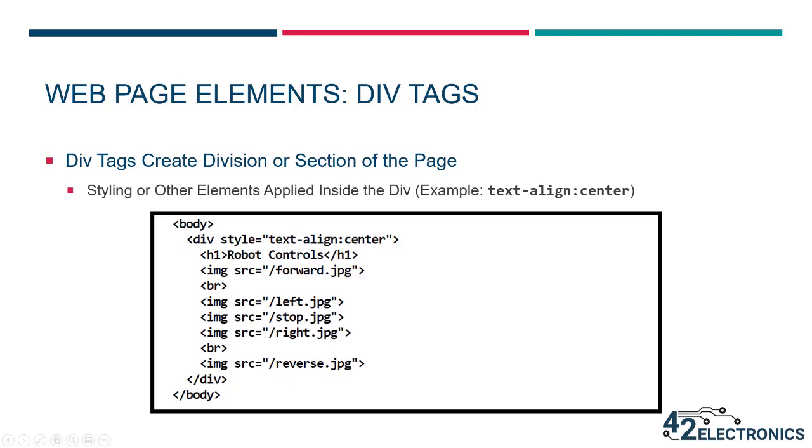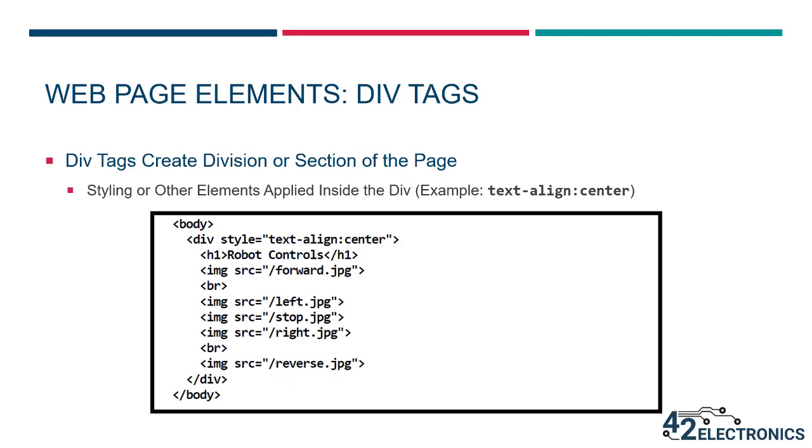The HTML code to accomplish this layout will look something like you see here. Let's take a moment and look more closely at this code. The open div tag is used to set the alignment style for any elements in the div container there on the second line, and this will apply to the robot controls heading and all of the button images below.